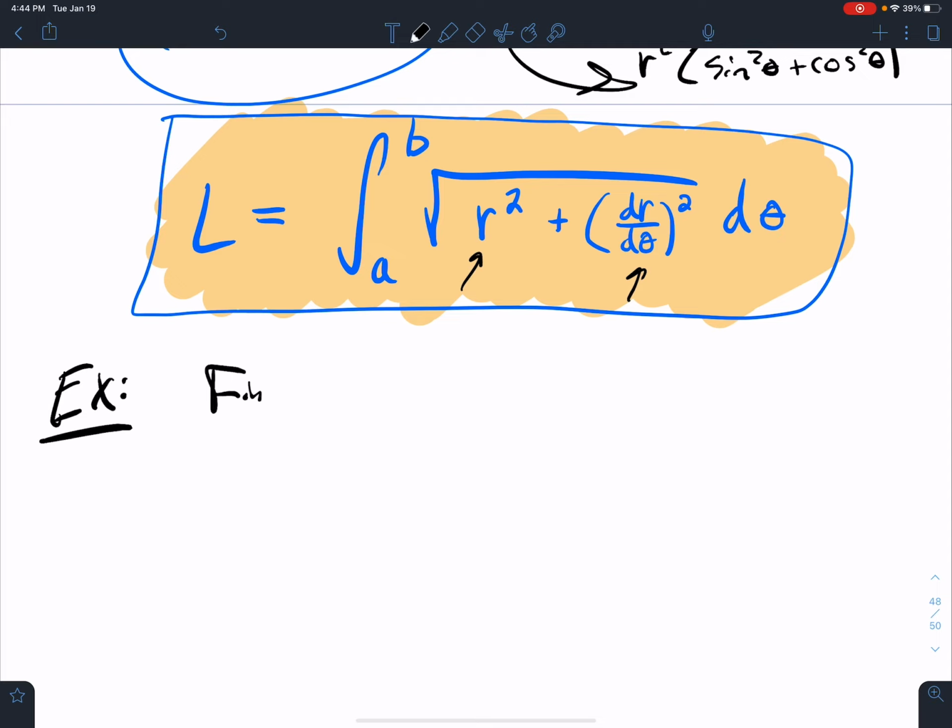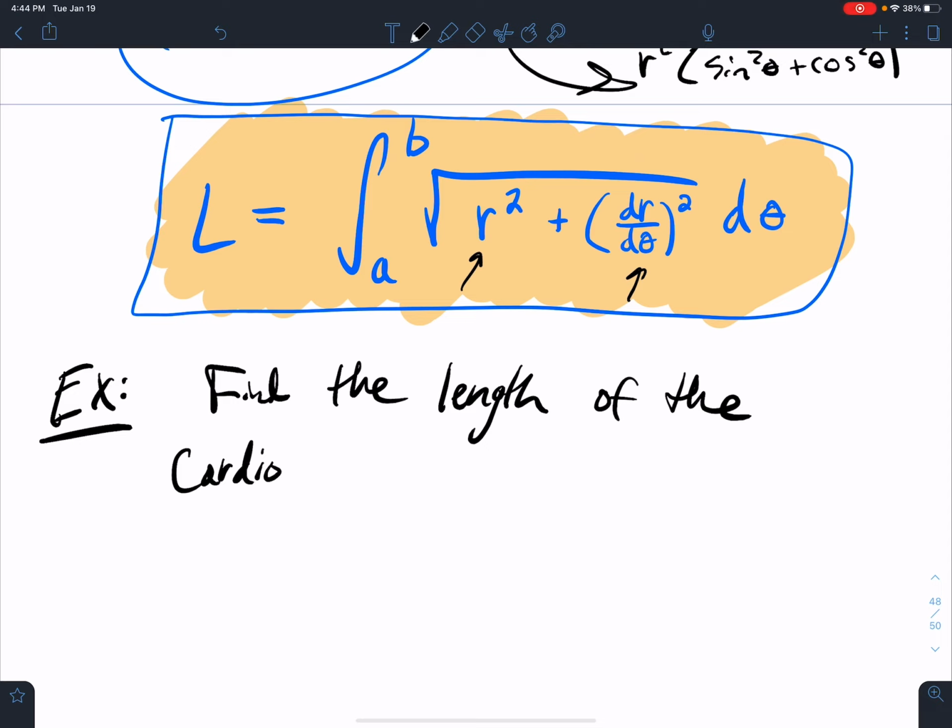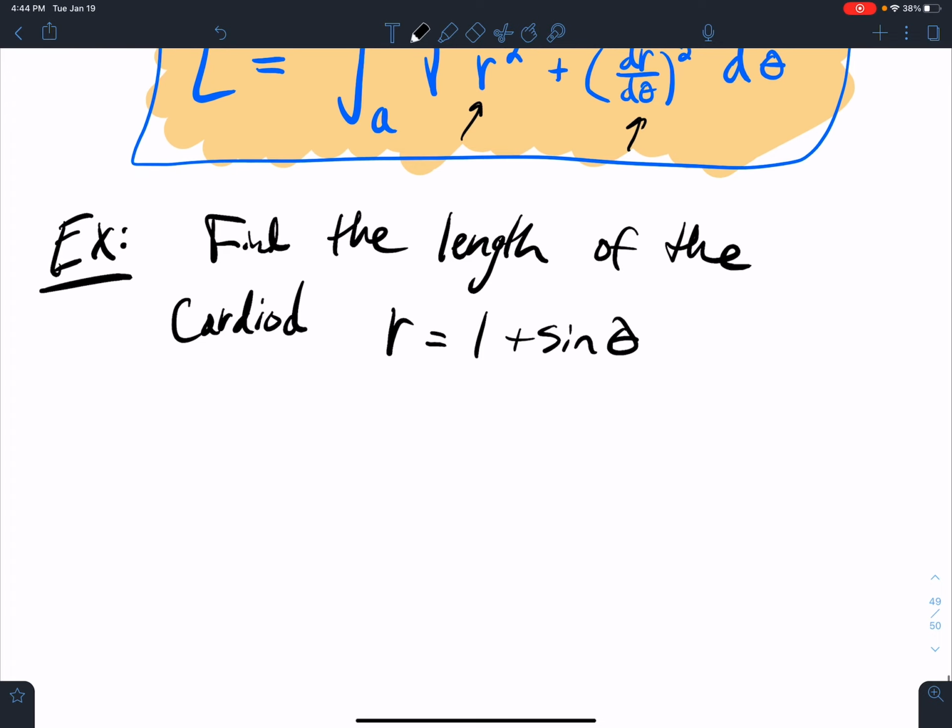So, an example to show you how easy this is. I'm going to find the length of the cardioid r equals 1 plus sine theta. So that's that same cardioid we've been drawing, the upside down heart going on. And I want to figure out how long this curve here is.